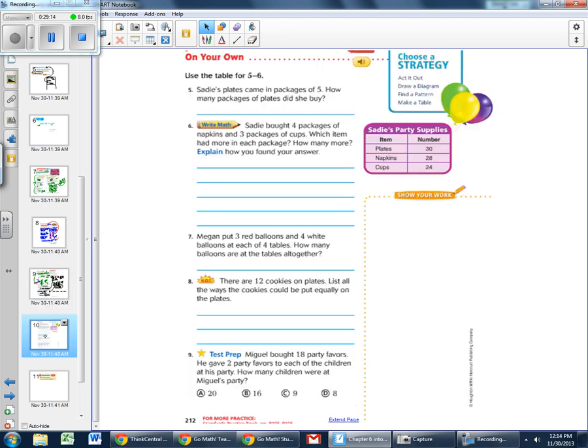Your next page is on your own. Okay, you're going to start out by using the table, so make sure you really use your strategies that we already know. Start with the title, figure out what each column is telling you and what they're each worth. Choose a strategy. You can act it out, draw a diagram, find a pattern, or make a table. Those are all things that we've already used. Okay, you're going to use the table for number 5 and 6. Okay, and then 7, 8, 9 are all strategies that we have learned in this lesson, and you have this beautiful white space over here to draw it out or to show how you did your counters.